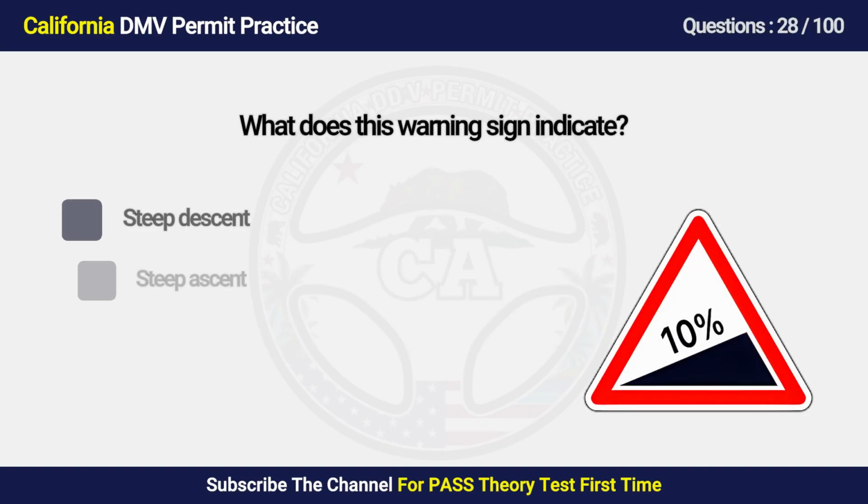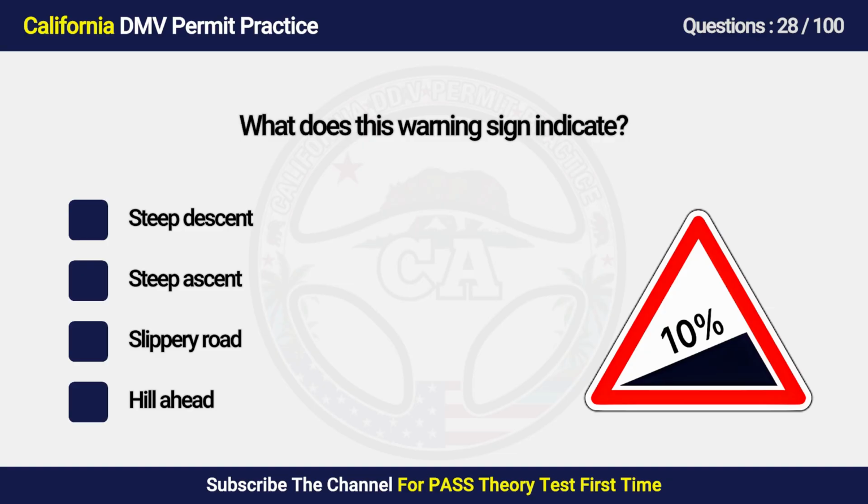Question 28. What does this warning sign indicate? A. Steep descent. B. Steep ascent. C. Slippery road. D. Hill ahead.